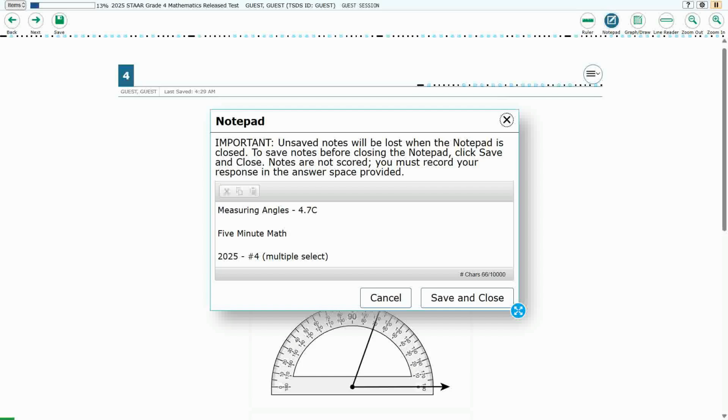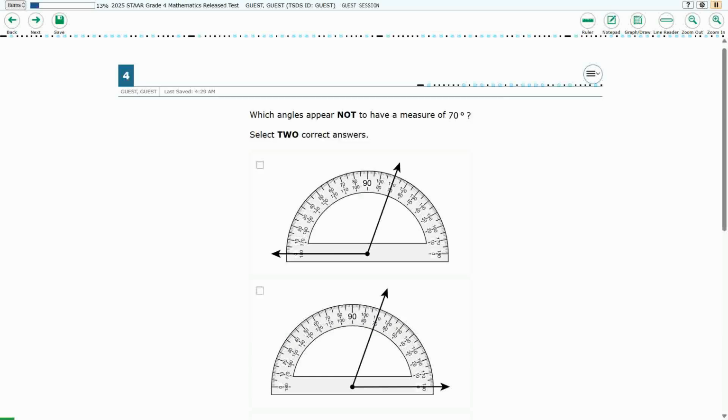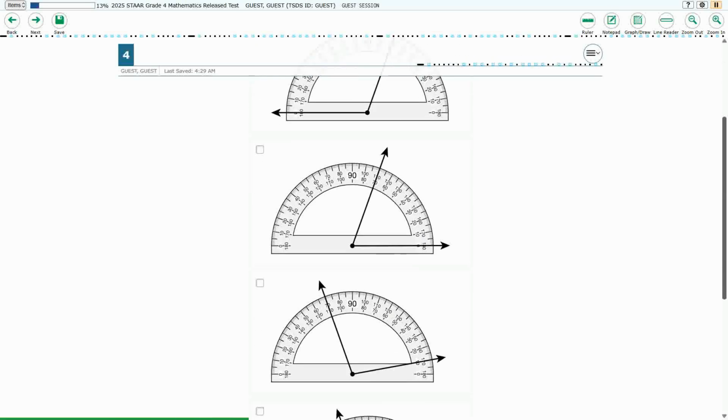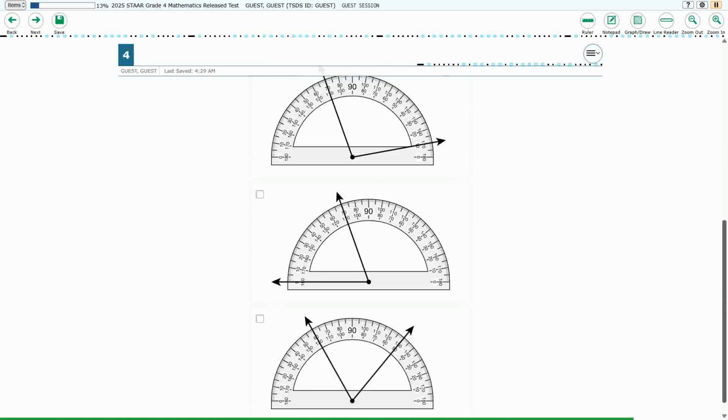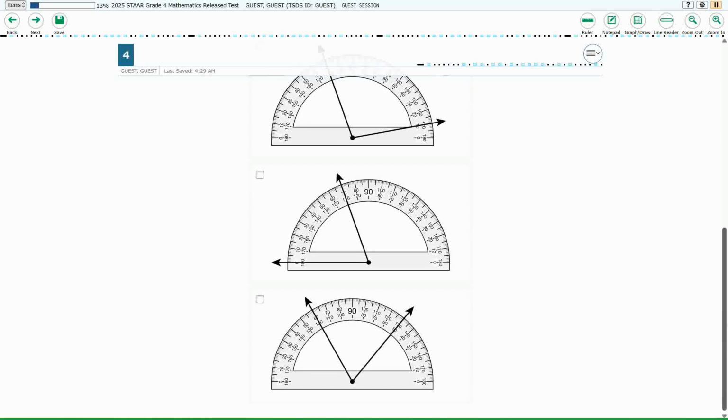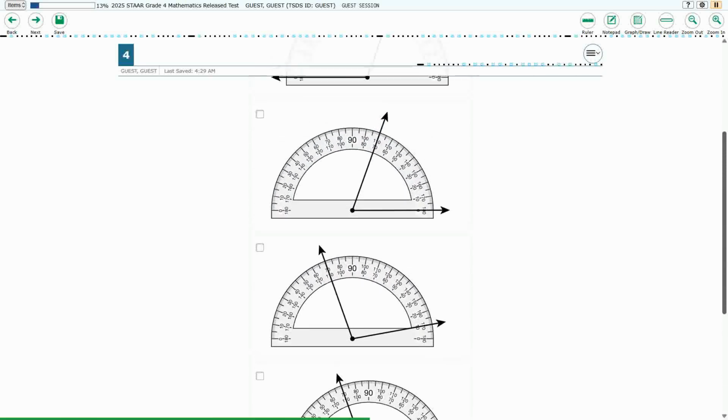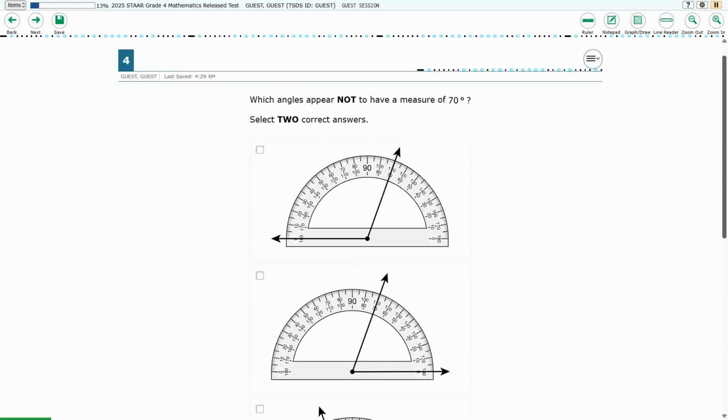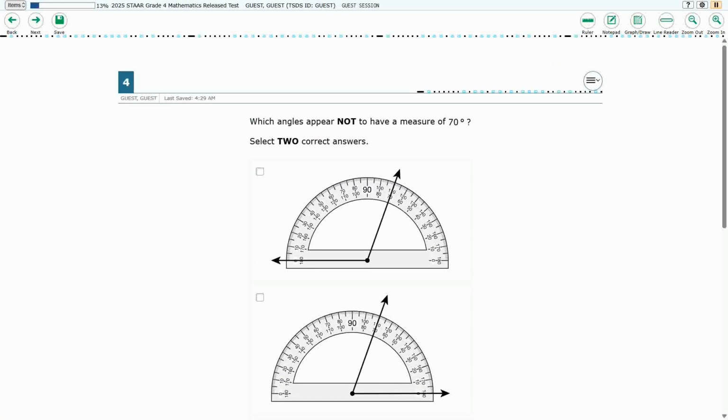Today we are looking at the fourth grade concept of measuring angles. This is standard 4.7c in the great state of Texas, and we are using item number 4 of the 2025 released STAAR test. This is a new item type called multiple select, and if you haven't done so already, please go ahead and take a moment to pause the video, work this problem out on your own, unpause it, and we will look at our answers together.